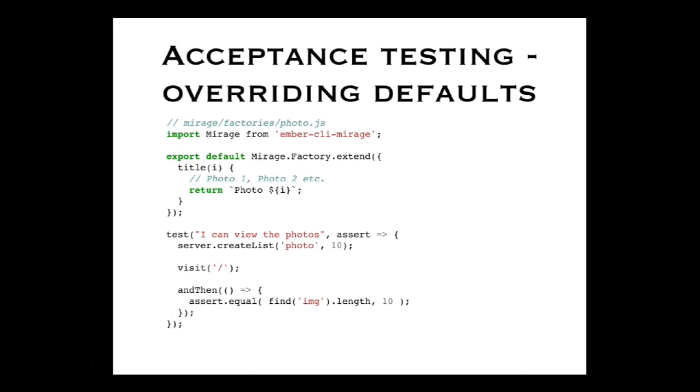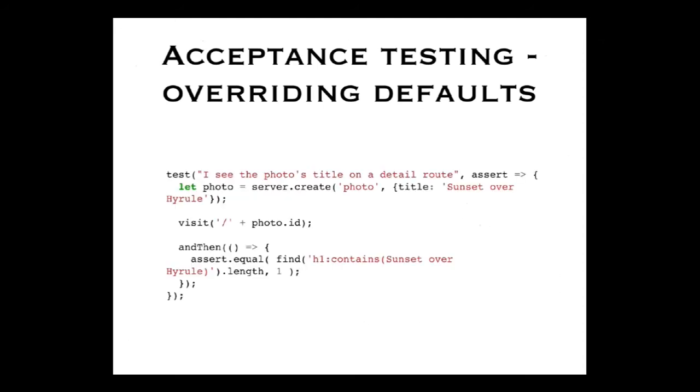Okay, what else? Let's say that you have two tests. One test looks for the photos. You just want to assert that you have 10 photos on your page if there are 10 photos in the database. So it's just like that. But then we want to also check that if you have some specific photo with specific title, that will also be displayed there. So it's pretty easy to override it.